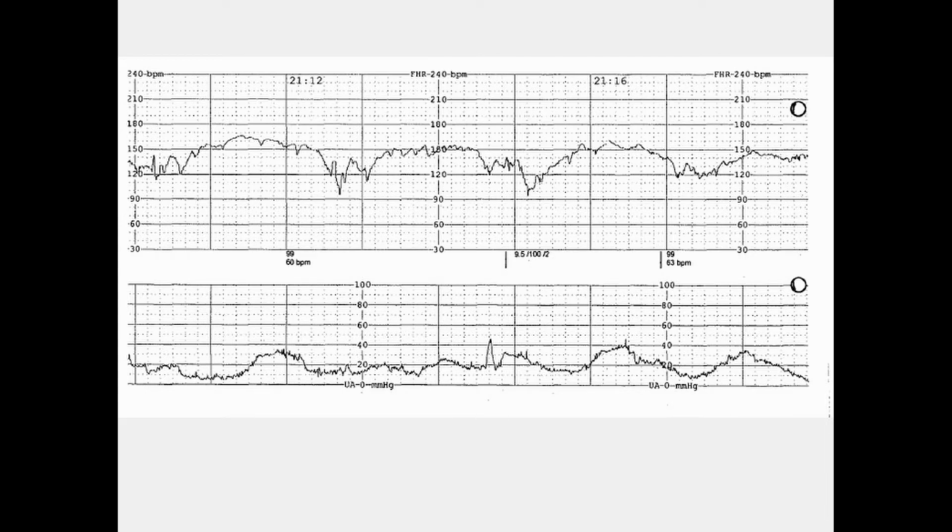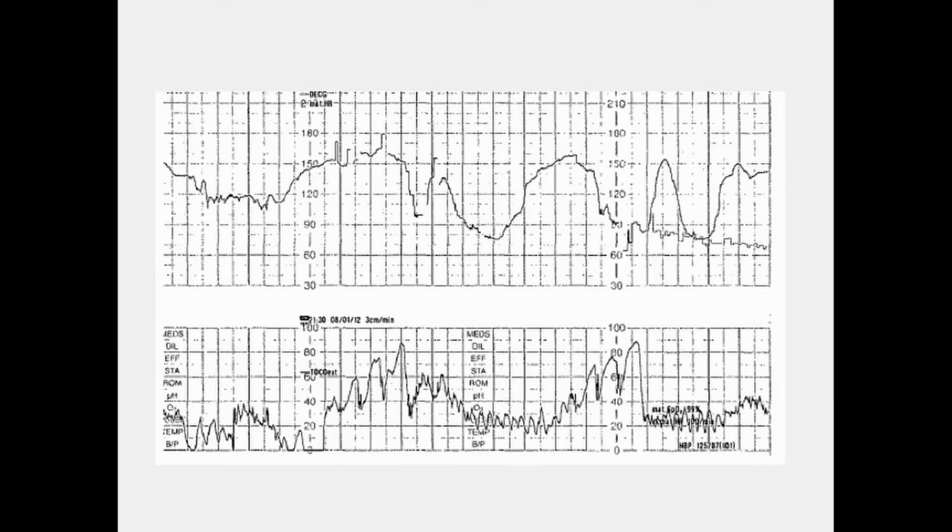So again, variable deceleration, quick V shape. Yes, it's after a contraction, but it still meets criteria for a variable deceleration, not a late deceleration. So you can say it's a variable deceleration. The nadir occurred following a contraction. That's okay, but late decelerations have a smooth shape. This is a late deceleration, smooth shape following contraction.